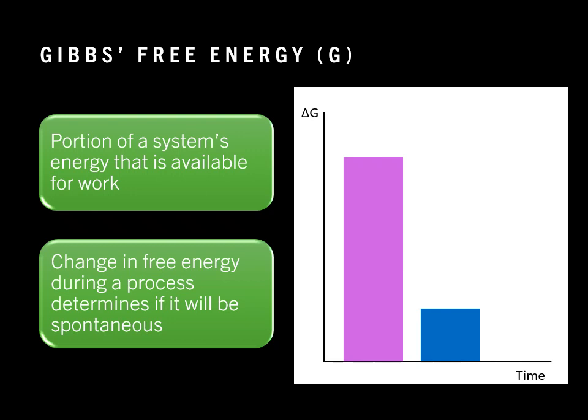Gibbs free energy, often just referred to as free energy, or G, is the amount of energy in a system that is available to do work. In a chemical reaction, we consider the change in free energy, or delta G. That is, the amount of free energy in the products minus the amount of free energy in the reactants. And whether this gives us a positive or negative number will tell us whether the reaction will be spontaneous or not. Spontaneous reactions are those that will proceed unaided.